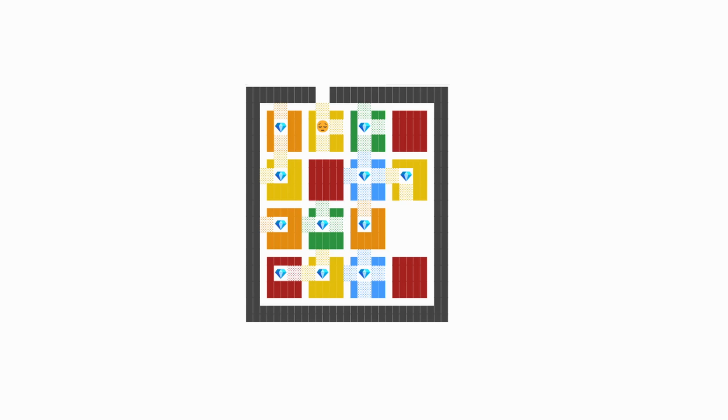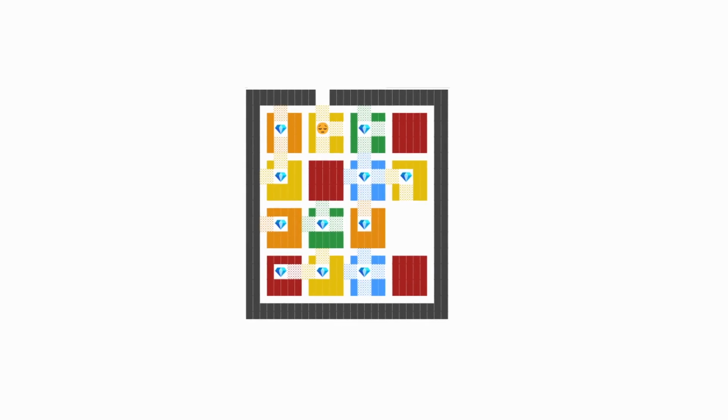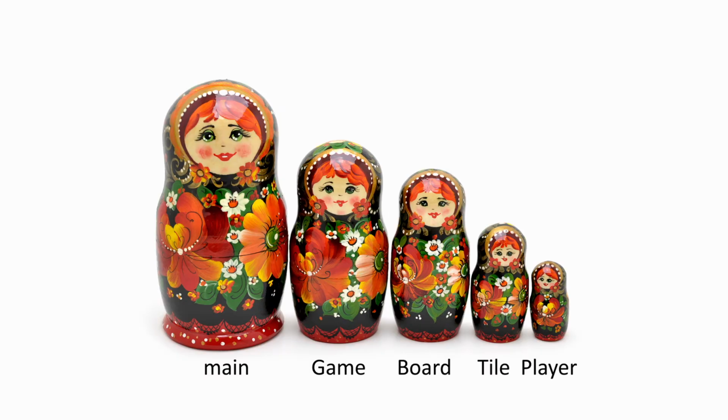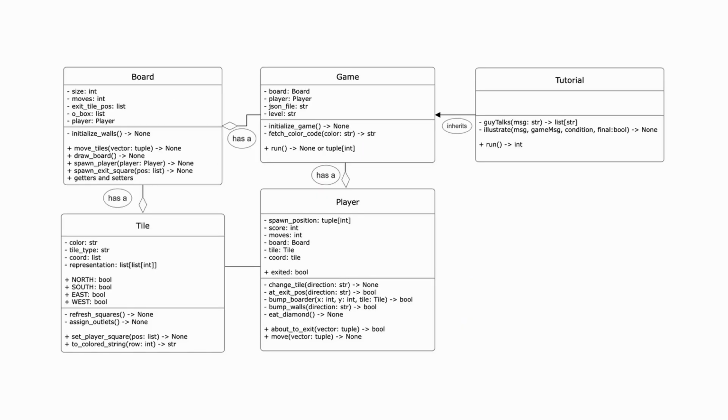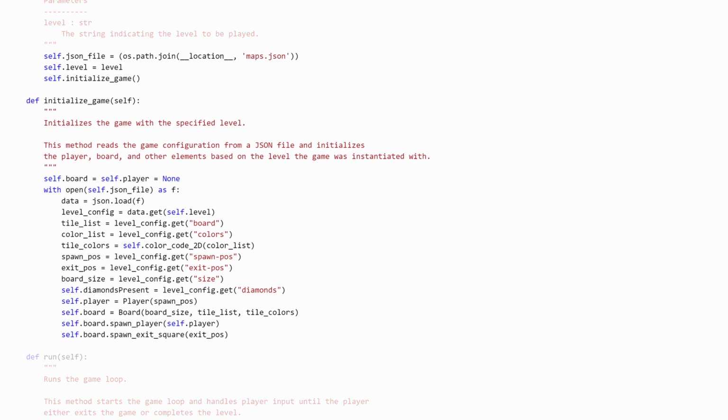Here, there are three main components: the board, which contains tiles, the tiles which contain the player, and the player itself. Due to its inherently Russian doll-like structure, this program uses object-oriented programming, which is perfect for this occasion. When you choose Start Game, it initializes a new game.